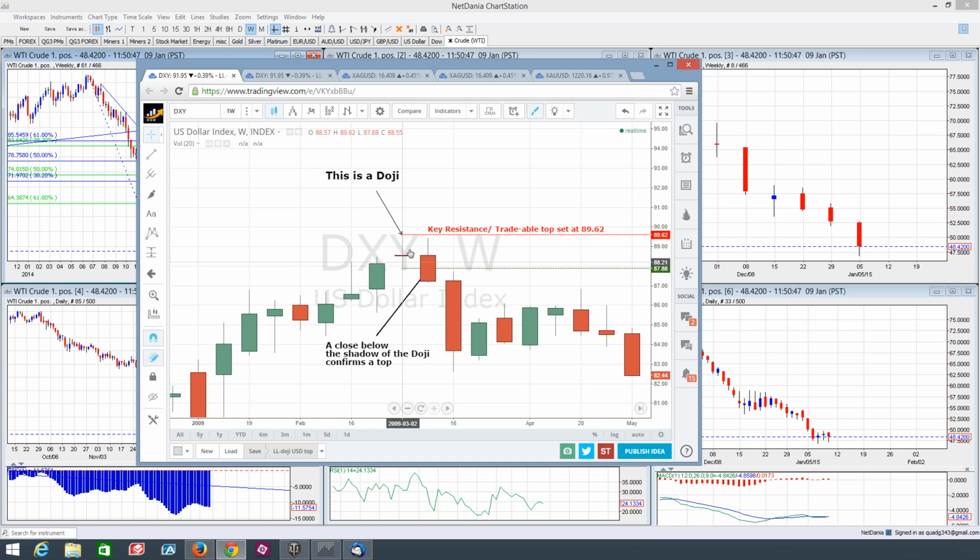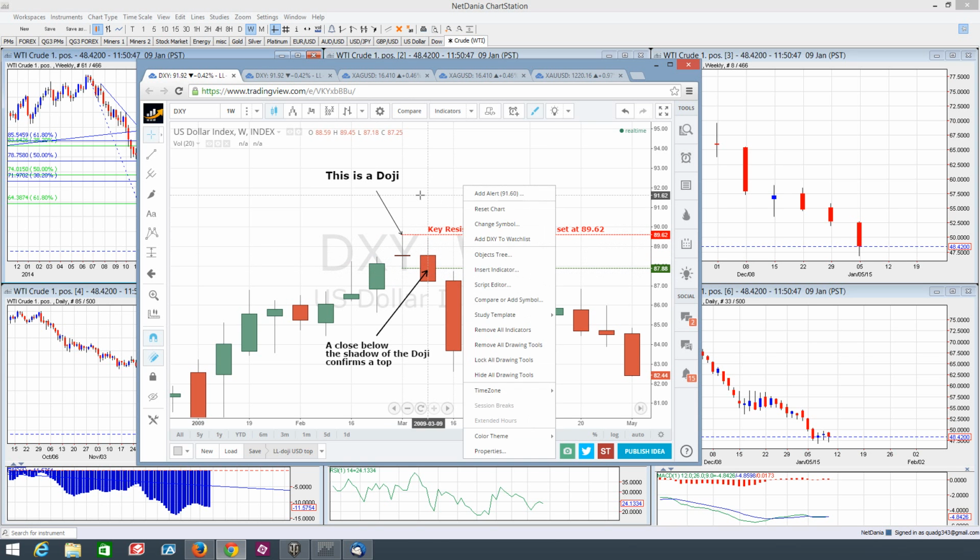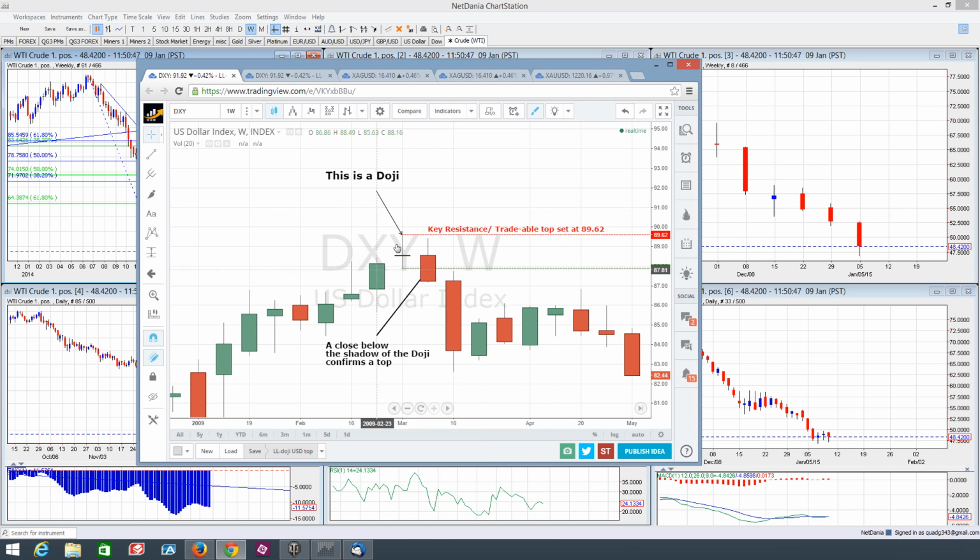Now, a doji by itself isn't something to make a move on until it's confirmed, at least in my opinion. Once a doji is confirmed either to the upside or the downside, with the next candle closing above or below the key resistance levels, which are formed by the intra-period highs and lows, it's going to help determine which way the market is wanting to head off to with some momentum.